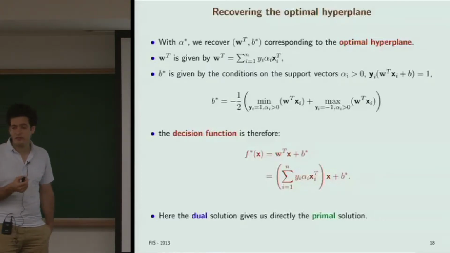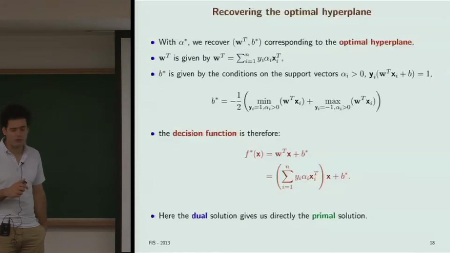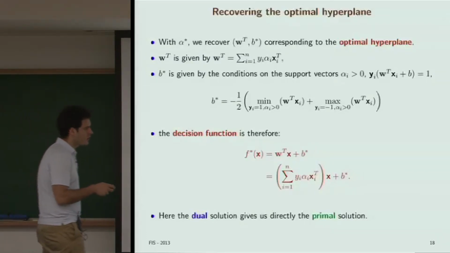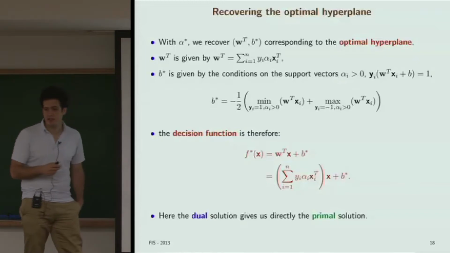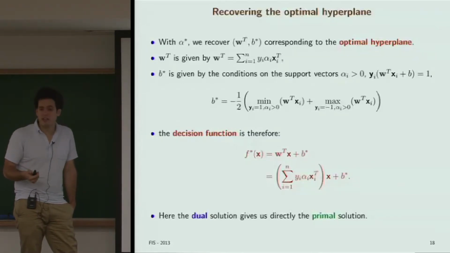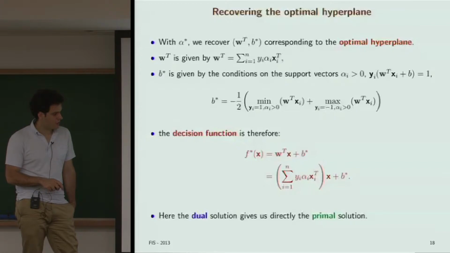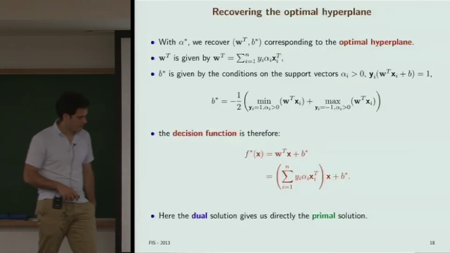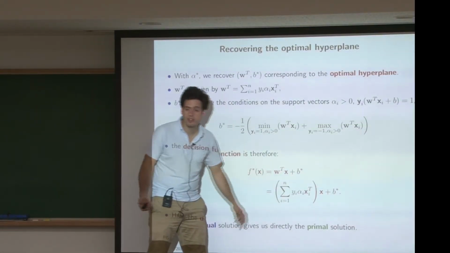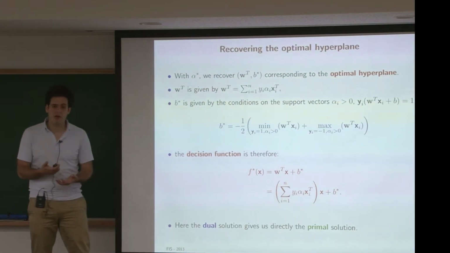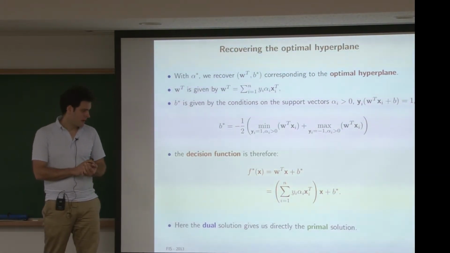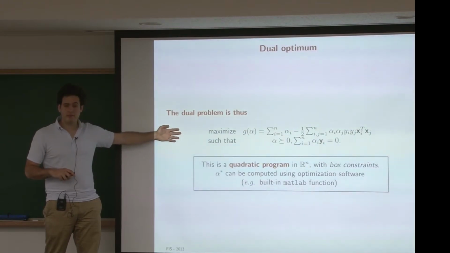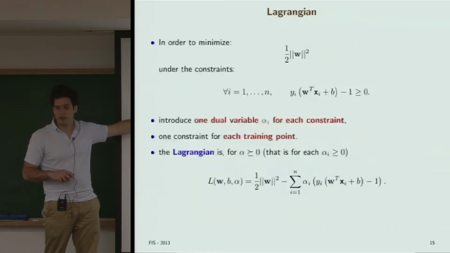B is also given by the solution alpha star. It's slightly more complicated to recover the constant, but it's very easy as well. So what you get in the end is that the SVM that we were looking for, this W and B, is basically the sum from i equals 1 to n of y_i alpha_i x_i, x, plus b star. I should put a star on alpha to indicate that this is the optimal alpha. So by solving the dual problem, we can solve the primal problem.